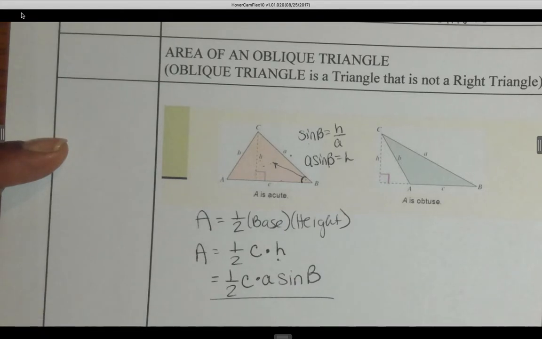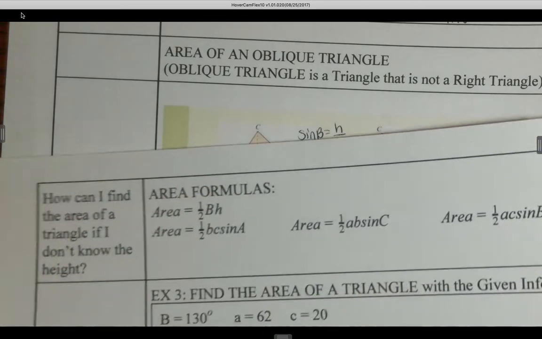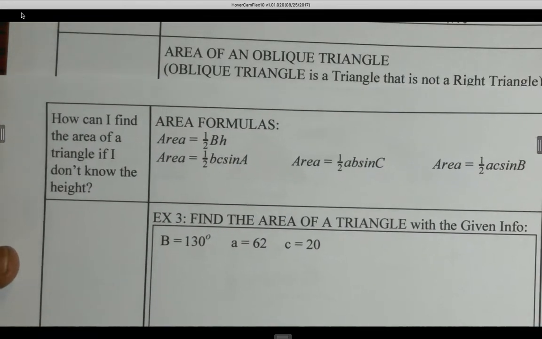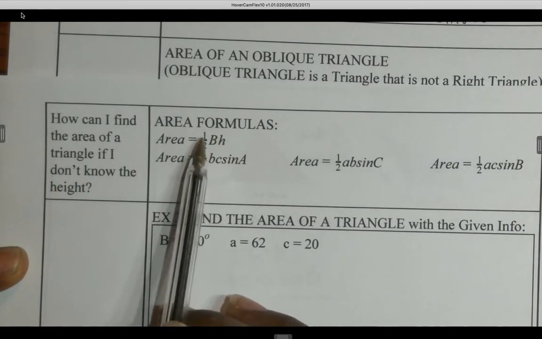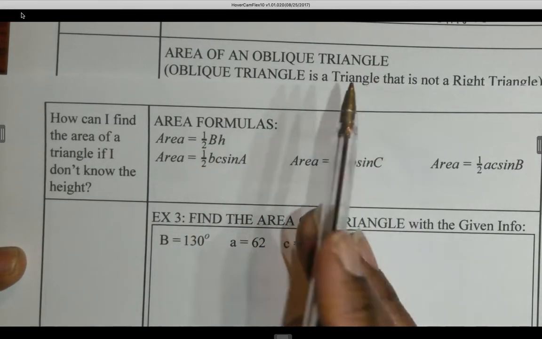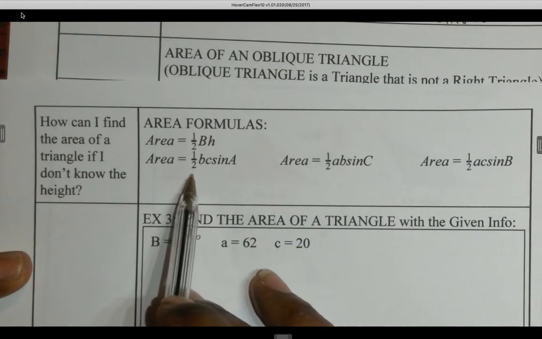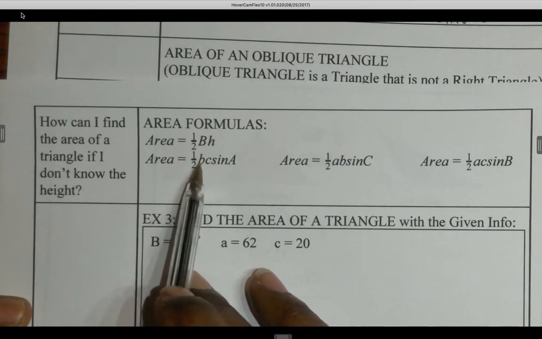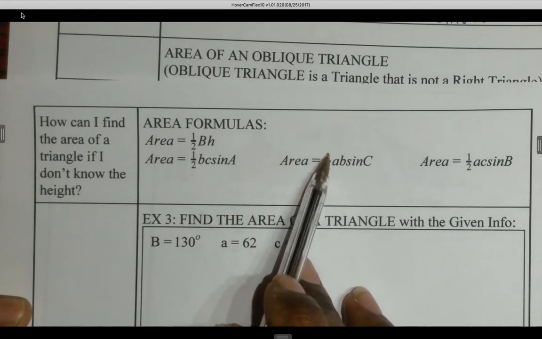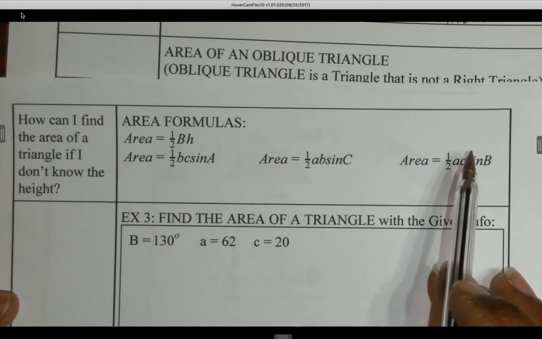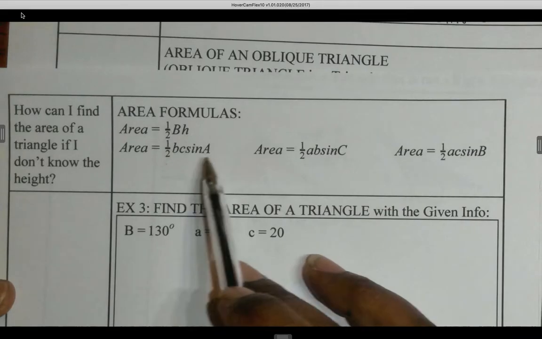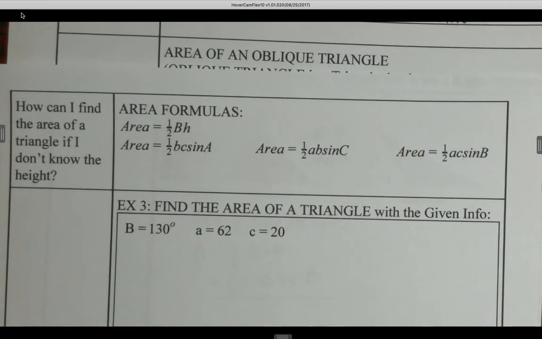There are actually 3 forms of the formula that we can use, and we don't have to derive the formula every time. That was just an example of how we came to these formulas. This is the formula we know, 1/2 base times height. But if I don't know the height, we use area equals 1/2 BC times sine A, or 1/2 AB times sine C, or 1/2 AC times sine B. Now, which one do we use? It really just depends on what information we have.